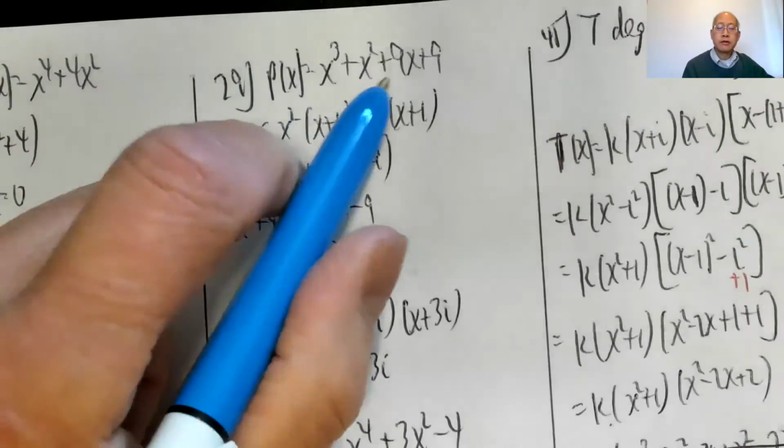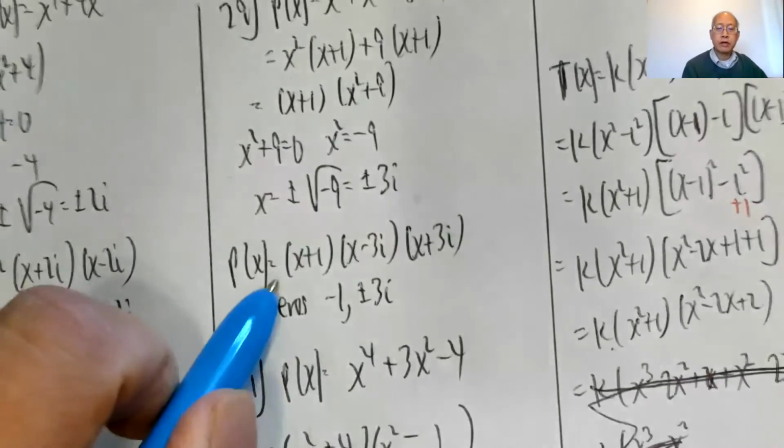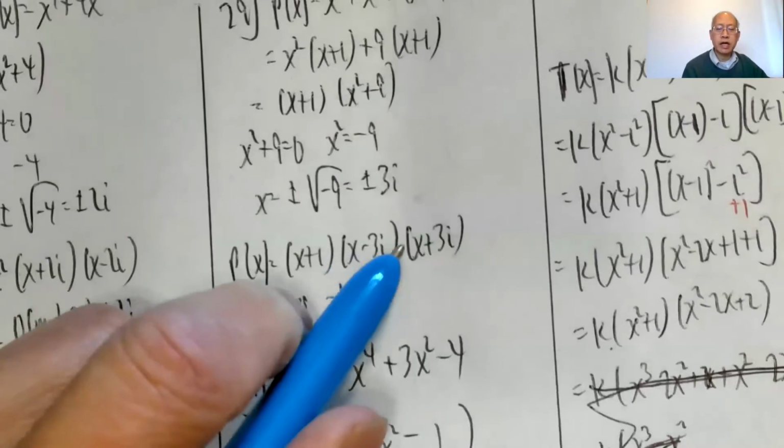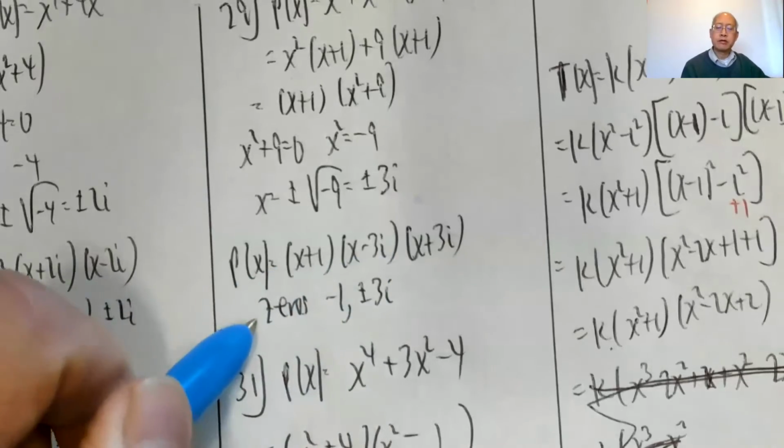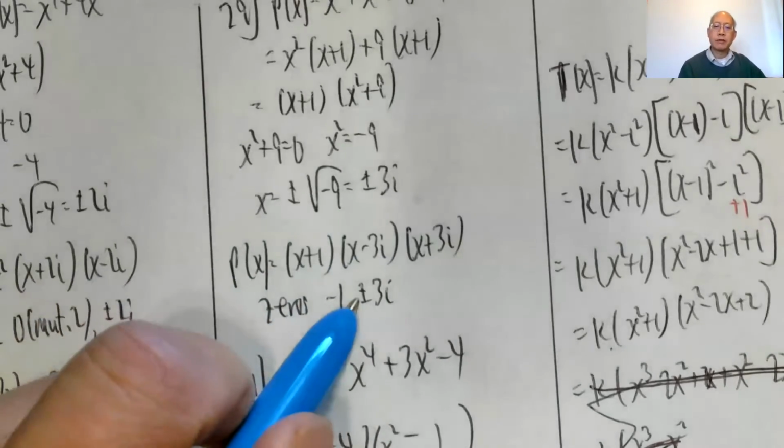So this factors into 3 terms. Here they are: x plus 1, x minus 3i, x plus 3i. And there's supposed to be 3 zeros. Here they are: negative 1 and plus or minus 3i.